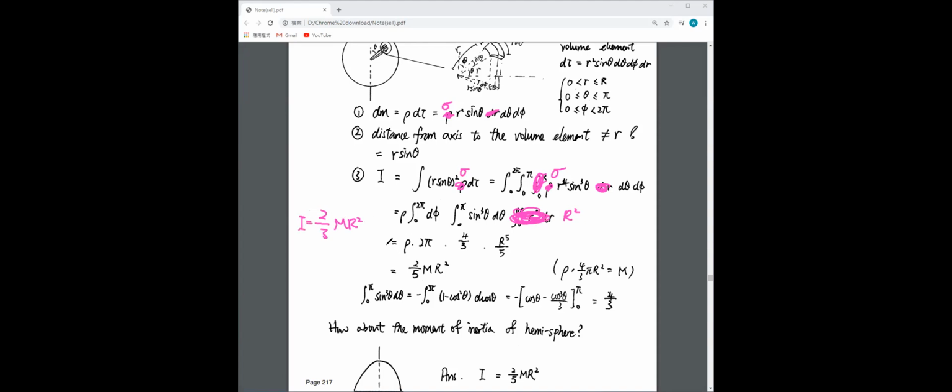But can you try to explain in physics why the moment of inertia of a shell is larger than that of a sphere? So you need to look at the definition of moment of inertia. So can you try to explain why?